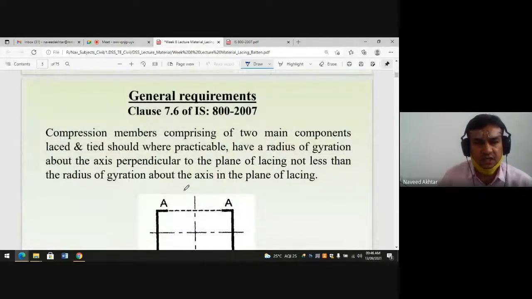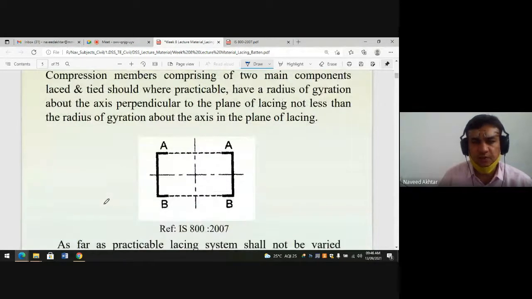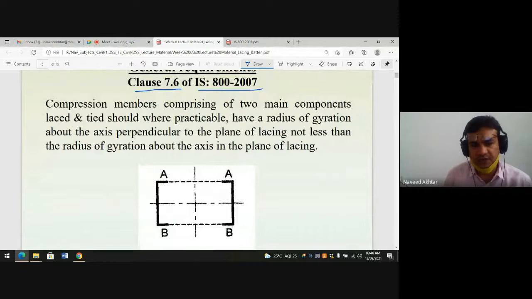Now we will see the general requirements from the IS code, clause number 7.6 of IS 800:2007, for laced columns. A compression member comprising two main components, meaning two main bars, may be an I section or channel section, or H section components, laced and tied.